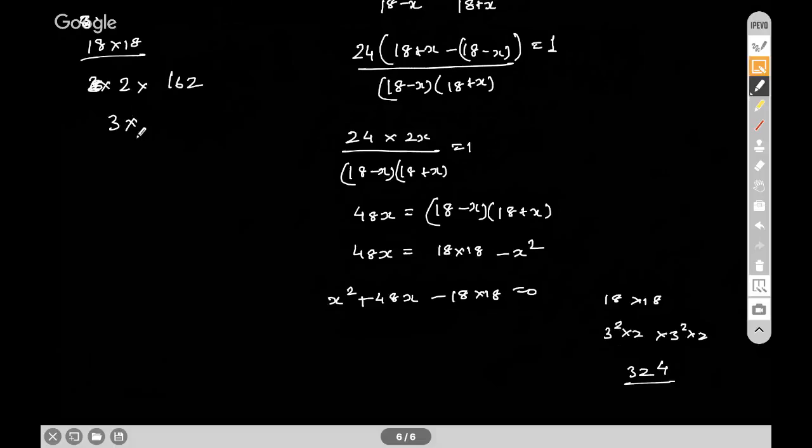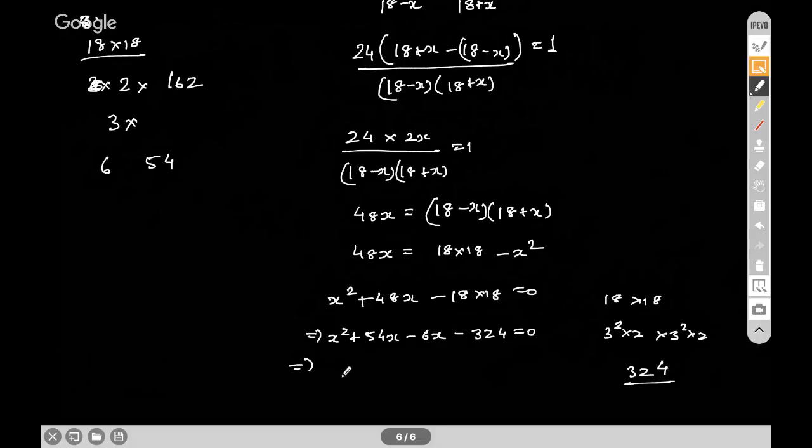So we have to find, let's say, 3 into 2 is 6, so 6 into 54 is the other factor. 6 into 54 is 324, correct? So this will work, and 54 minus 6 is 48. So I get x square plus 54x minus 6x minus 324 equals 0.